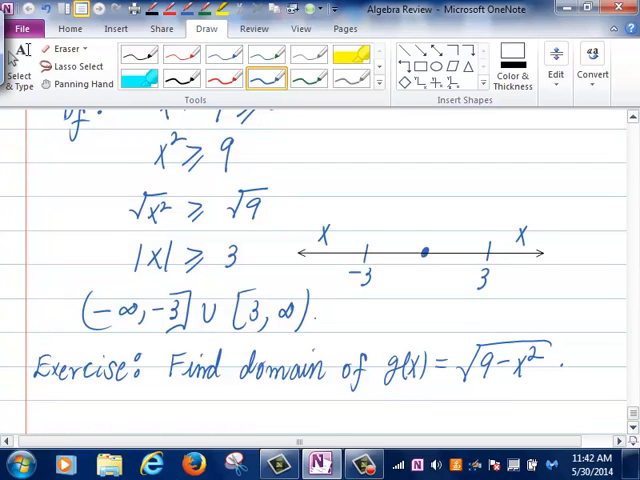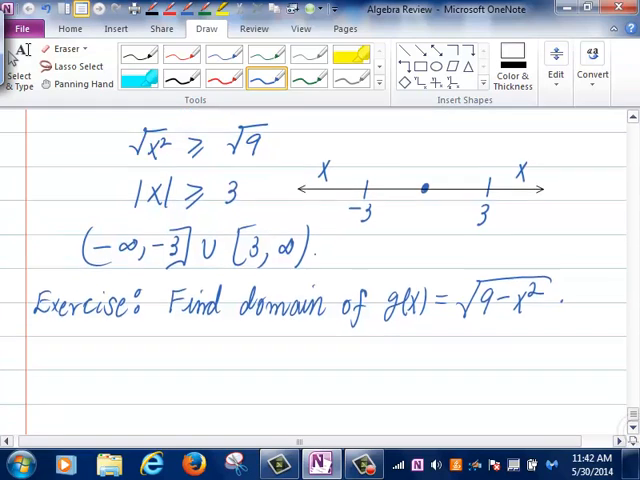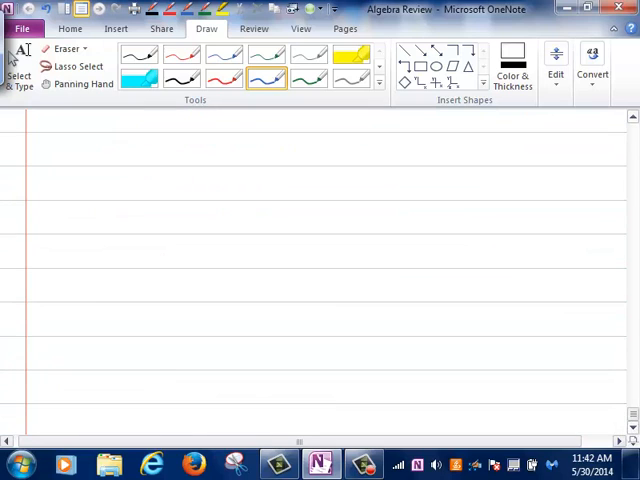Okay, so now I want to talk about the graph of a function. So what do we mean by the graph of a function?